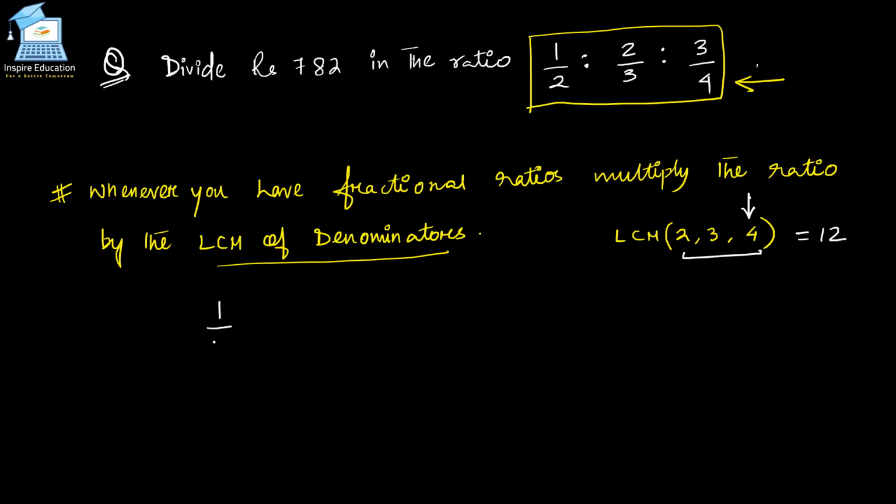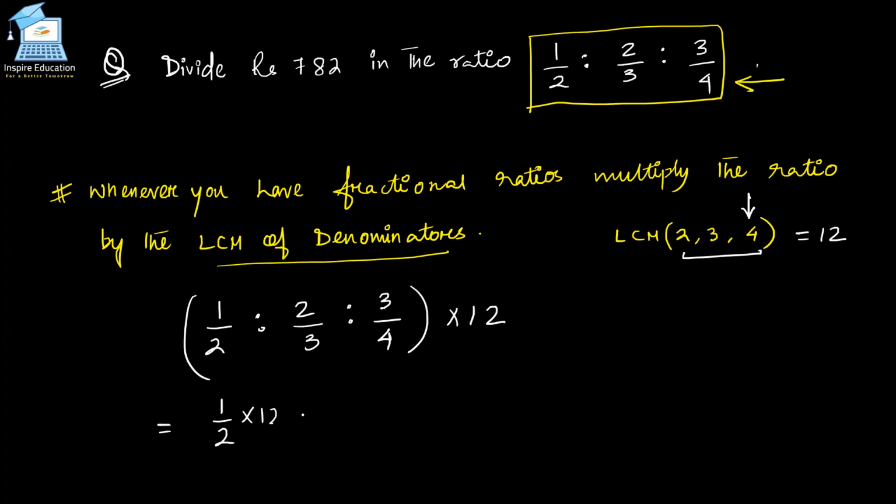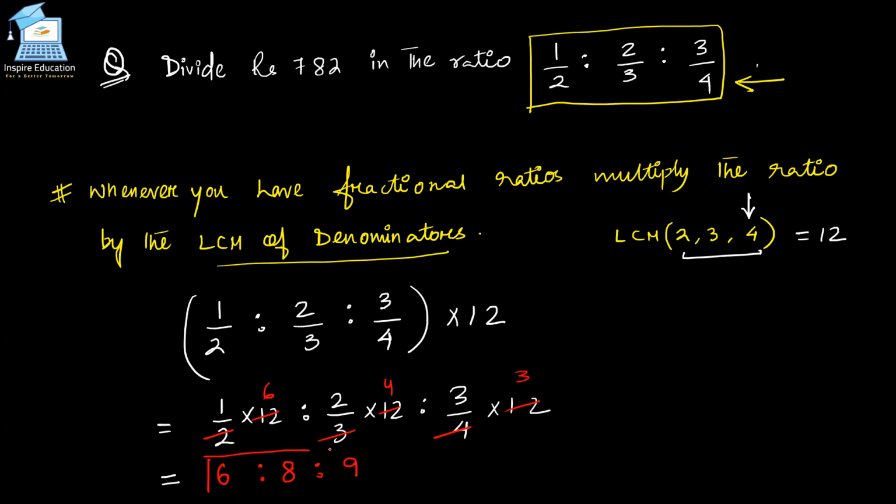Now you multiply this ratio by 12. After that you start solving this question. So if you do half into 12 is to 2/3 into 12 is to 3/4 into 12, the ratio will become 6, this is 4, 2 into 4 is 8, this is 3, 3 into 3 is 9. So the ratio is 6:8:9.